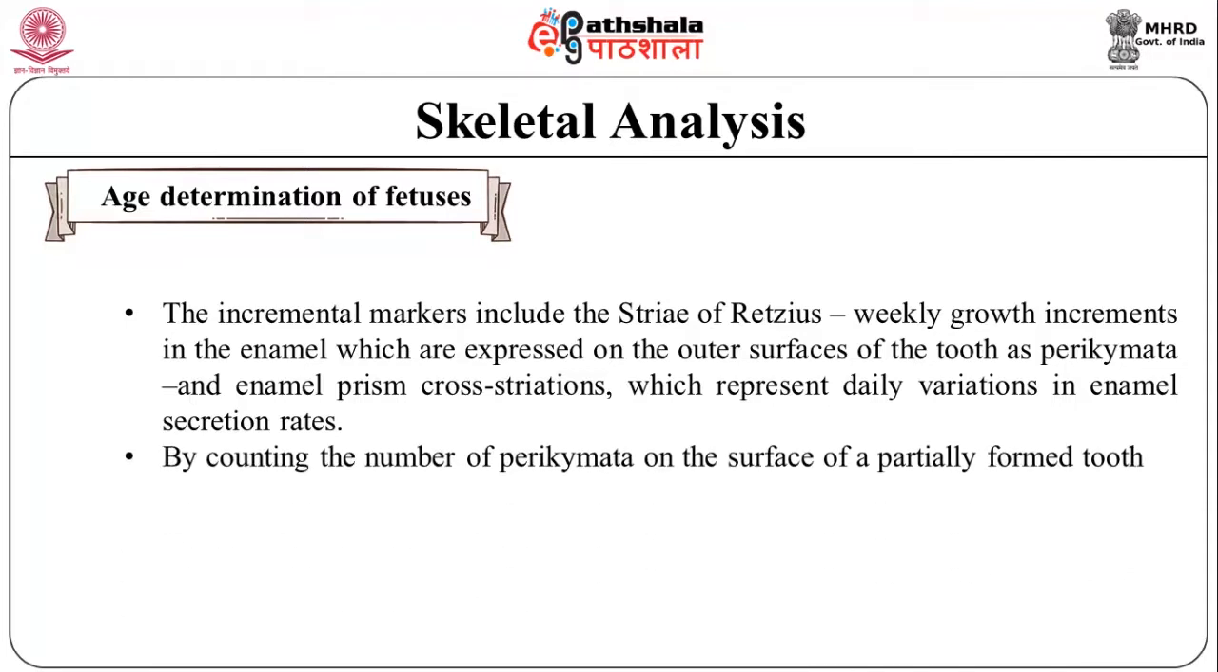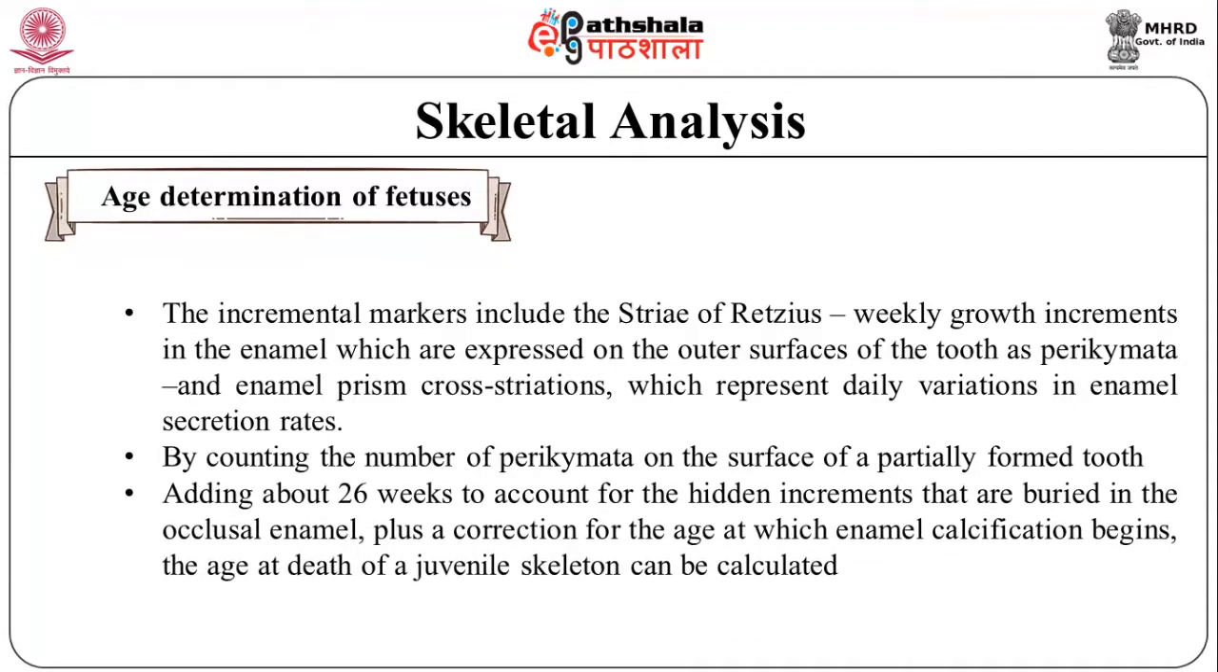By counting the number of perikymata on the surface of a partially formed tooth and adding about 26 weeks to account for the hidden increments that are buried in the occlusal enamel, plus a correction for the age at which enamel calcification begins, the age at death of a juvenile skeleton can be calculated.